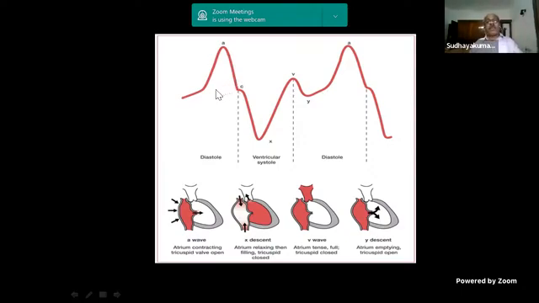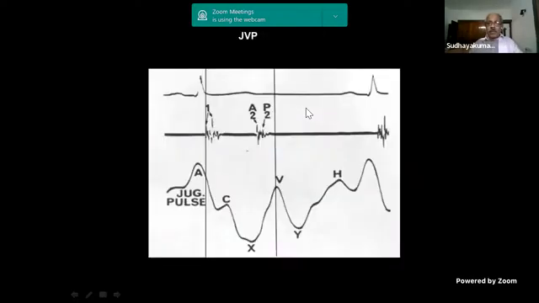In atrial fibrillation, the A wave will be absent, but you will get the C wave and the V wave. When you are asked what happens in JVP in atrial fibrillation, they will say that there is only one wave. No. Unless there is severe TR, when the V wave starts with the C wave. I can show you in the next slide or some other slide.